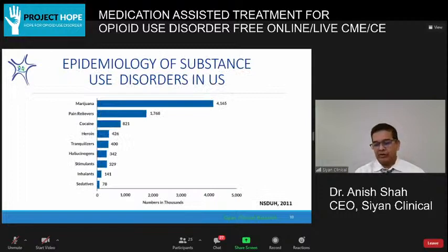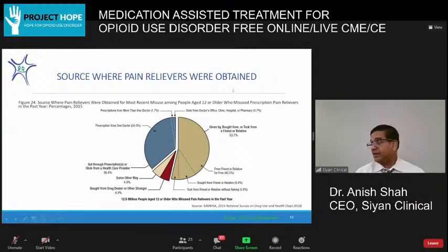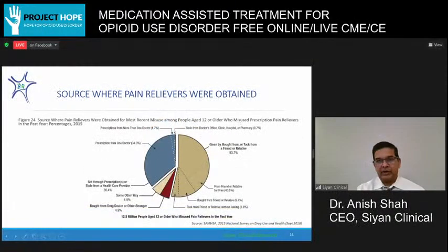Now, this is the overall statistics of substance use disorder in the US. As you can see, marijuana is probably number 1, and number 2 is pain relievers. So pain pills are probably number 2 amongst all the other substances that we use. The 3rd is cocaine, 4th is heroin, and last is sedatives and hypnotics.